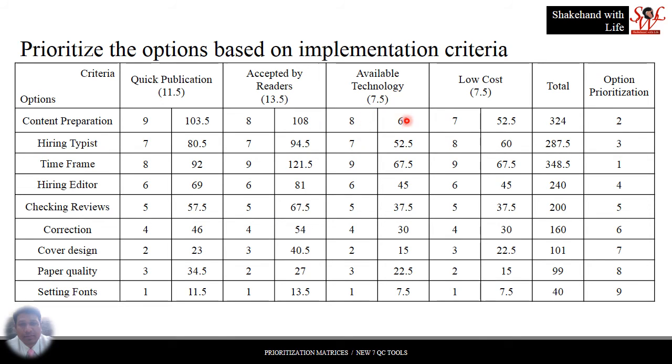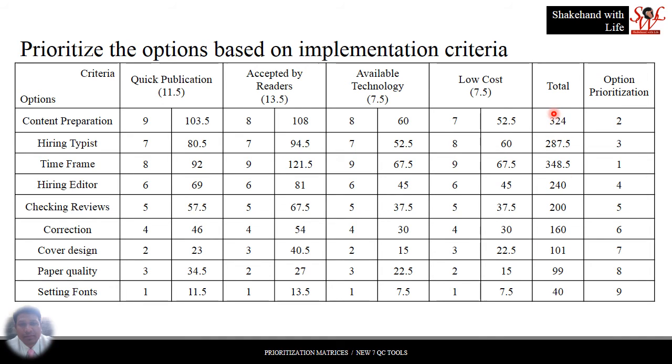For available technology, the option criteria scores are 60, 52.5, 67.5, 45, 37.5, 30, 15, 22.5, 7.5. And similarly, for low cost, they are 52.5, 60, 67.5, 45, 37.5, 30, 22.5, 15, 7.5.